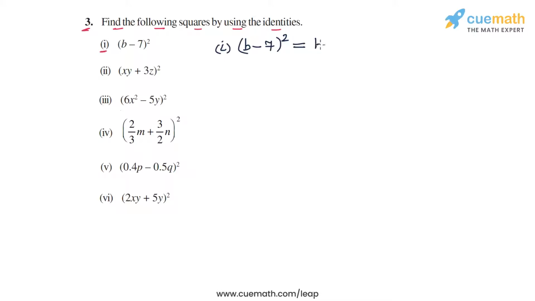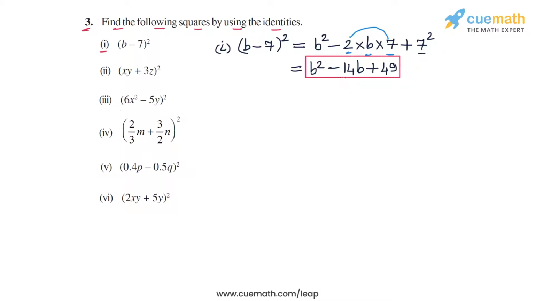So we can write this as b square minus 2 into b into 7 plus 7 square. So this is how we can expand this. So we get b square, then minus 2 into b into 7. Minus 2 into 7 is minus 14. So we get minus 14b, and then 7 square is 49. So we get plus 49. So this expression, b square minus 14b plus 49, this is the answer for part 1.